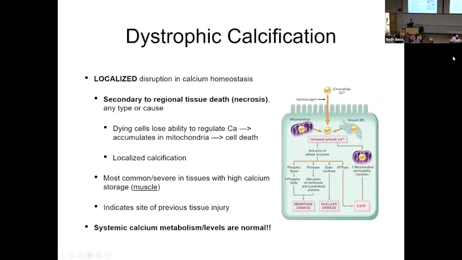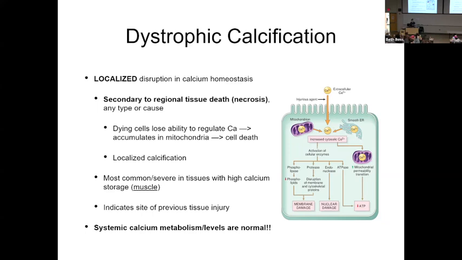Okay. So dystrophic calcification is the first type. This is a local disruption in calcium homeostasis, and it happens when cells are dying in an area. So a cell dies, it loses control of its ATP. After it has no ATP, it loses control of its calcium metabolism. The cell is falling apart because it's dying. Calcium is now going out into the interstitial space and just depositing. So dystrophic calcification happens where tissue is dying.